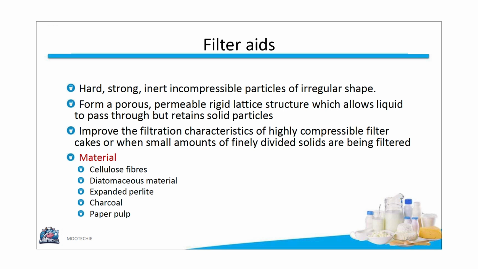They are used to improve the filtration of highly compressible filter cakes or when filtering small amounts of finely divided solids. Common materials used as filter aids include cellulose fibers, diatomaceous material, expanded perlite, charcoal, and paper pulp.